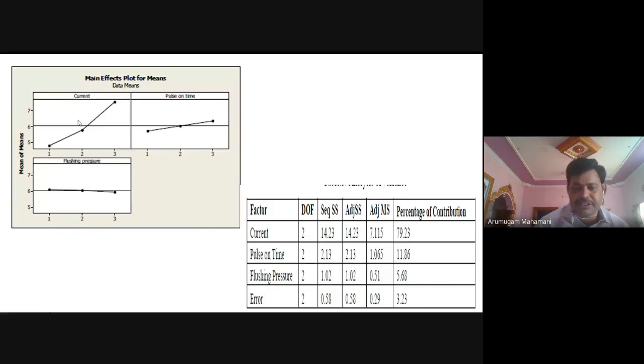Here, as the current increases, surface roughness increases. As pulse on time increases, surface roughness is more. As flushing pressure increases, the surface roughness comes down, but the variation is very small. Current variation is large, pulse on time is moderate, and this is very low. In the analysis of variance, ANOVA, the current contributes 79.23%, around 80%, to surface roughness. Pulse on time contributes around 12%, and the remainder is flushing pressure.